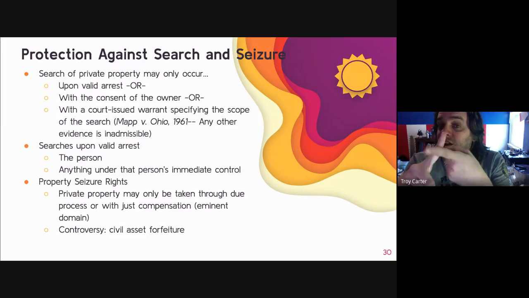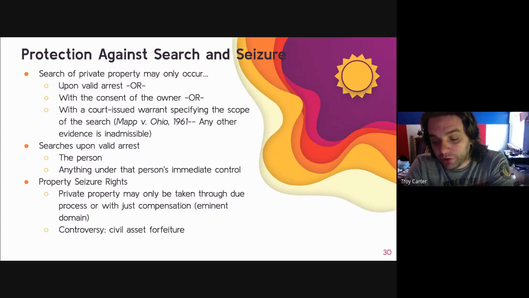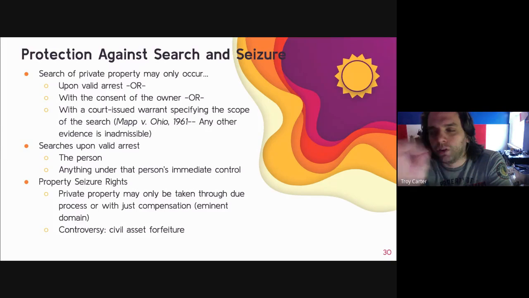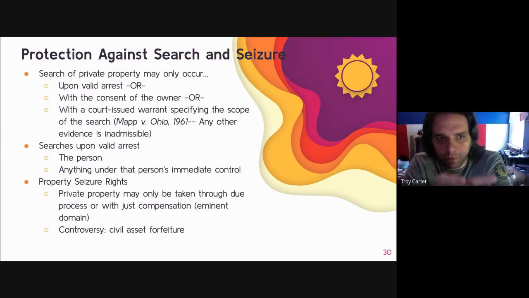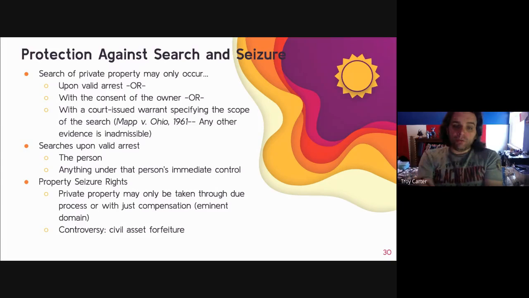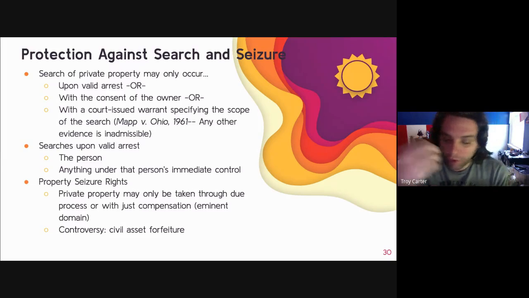Mapp versus Ohio is also the case that incorporates search warrant rights to the states. One of the things that the police of Ohio said in that case was, well, wait a second, search warrants, that's a national government thing, that isn't an Ohio thing. And the court ruled that no, search warrants are a fundamental liberty associated with the Bill of Rights, and therefore apply to state governments as well. Another important part of Mapp versus Ohio is that a search warrant must specify exactly what is to be searched and what is to be searched for.